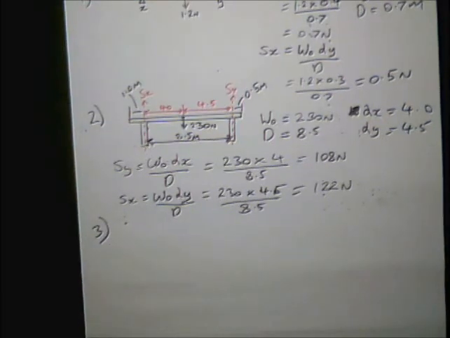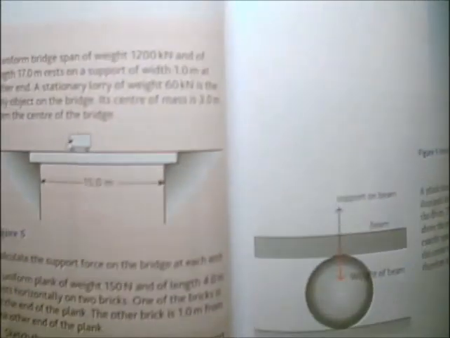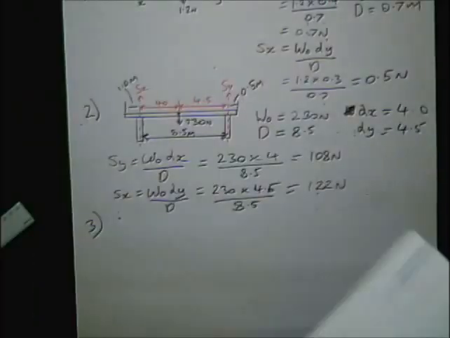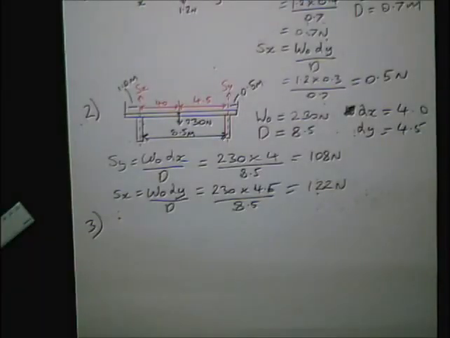Another question where we've got a diagram. So let's try and bring this up to the screen. We've got our lorry on a bridge of some description, and it reads that a uniform bridge span of weight 1200 kilonewtons and of length 17 meters rests on a support of width 1 meter at either end. A stationary lorry of weight 60 kilonewtons is the only object on the bridge. Its centre of mass is 3 meters from the centre of the bridge. I want you to calculate the support force on the bridge at each end.